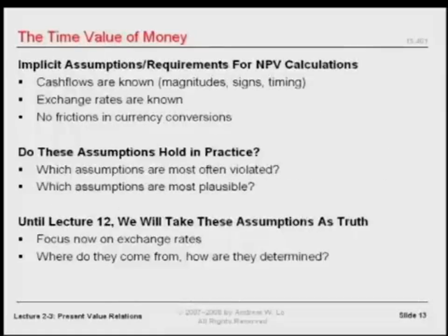That's it for the time value of money, but I want to summarize by telling you what we've learned so far. We've learned that we can value cash flows, assets, which are sequences of cash flows. And the way we value that is by making some implicit assumptions. The assumptions are, we know the cash flows in advance, so there's no uncertainty about what the cash flows are. Second, we know the exchange rates. And if you don't know them, go get them. Where do you get them? You get them from the marketplace, okay? And finally, there are no frictions in the currency conversions.